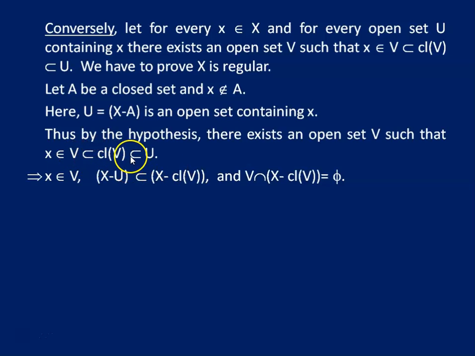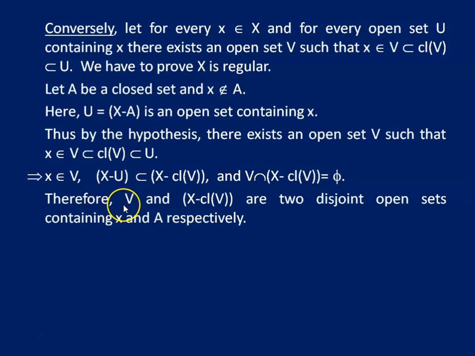Because V is a subset of closure of V, V and complement of closure of V are disjoint. Since V is an open set and closure of V is closed, complement of closure of V is open. So X minus closure of V is an open set which is disjoint from the open set V. So here we have V is an open set which contains x, and X minus closure of V is another open set which contains A, because X minus closure of V contains X minus U and our U is X minus A. So X minus U is A. So A is a subset of X minus closure of V.